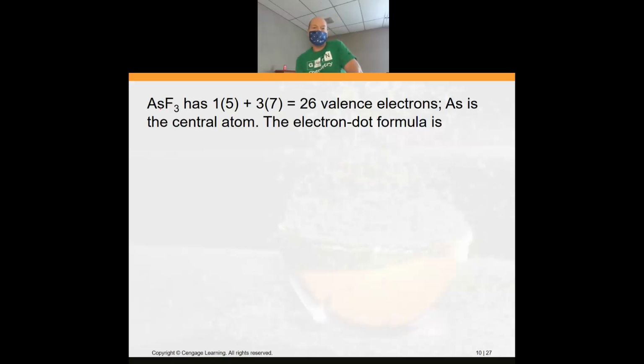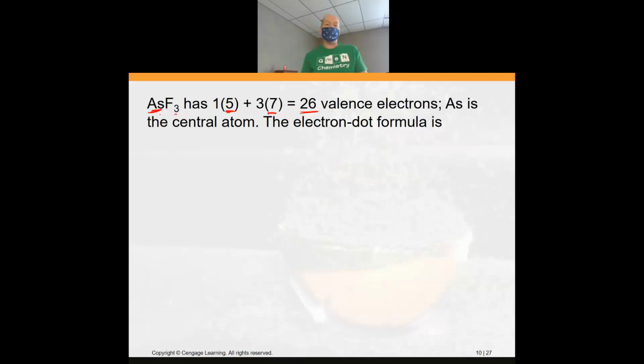So you're going to be given a periodic table, and you will see that As is in the column with nitrogen and phosphorus. And so it has group 5. So there are 5 valence electrons. Fluorine is the halogens. That has 7 valence electrons. You have 3 fluorines. So 3 times 7 is 21 plus 5. You have 26 valence electrons.